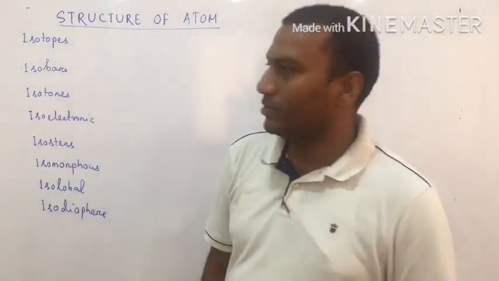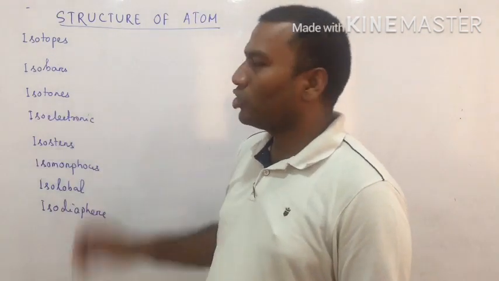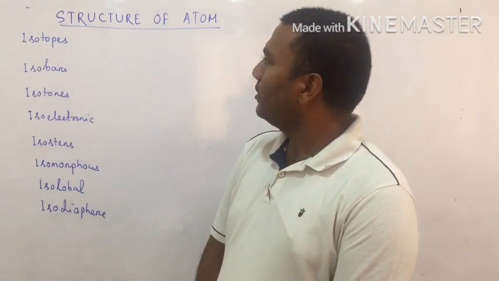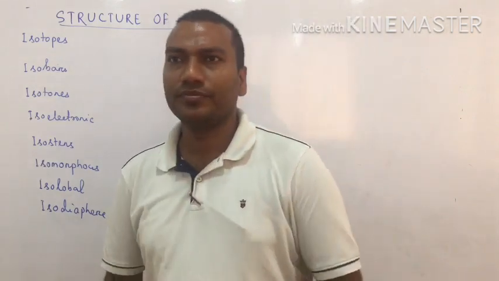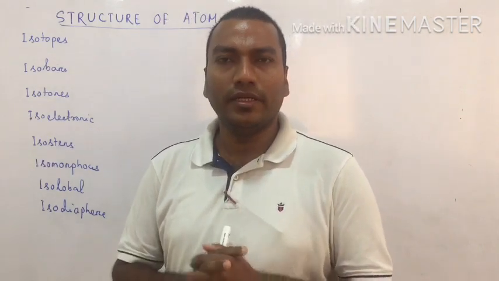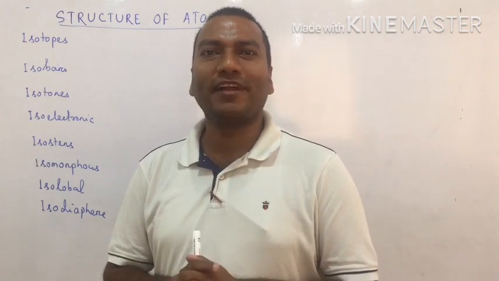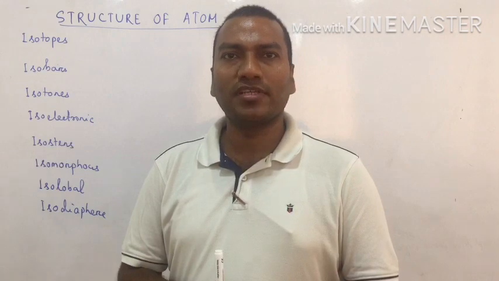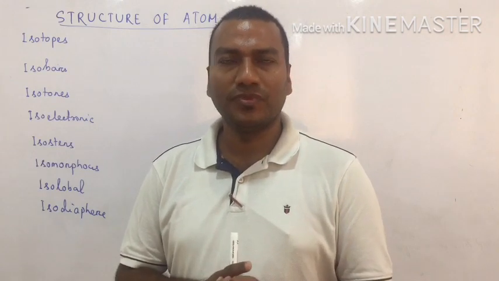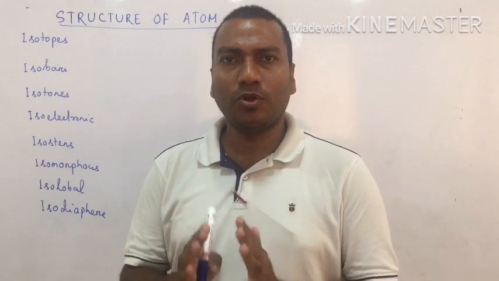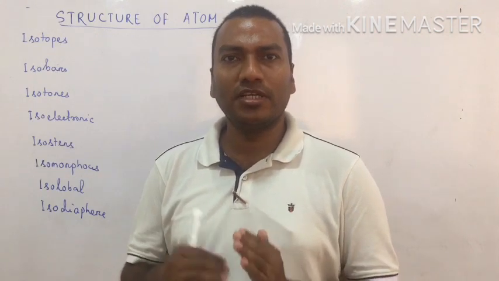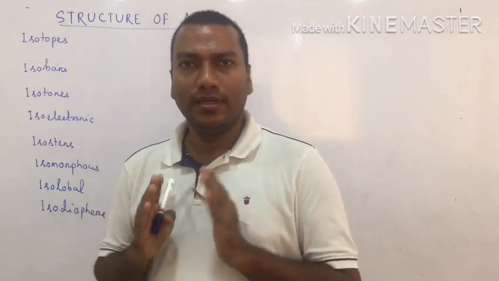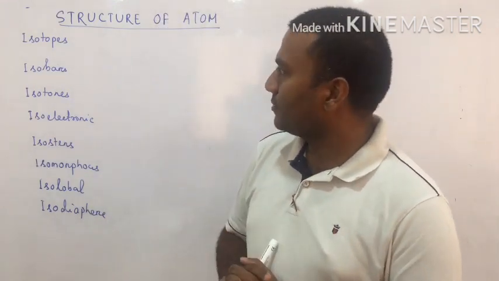So in this class we will read the structure of atom chapter. In the structure of atom, first, the atom has different subatomic particles like electron, proton, and neutron. Yes or no? And electron, proton, neutron were discovered by different scientists. This part you have learned in earlier classes.